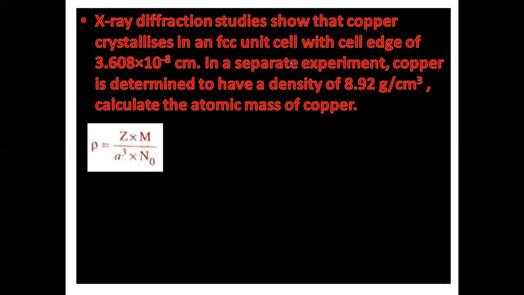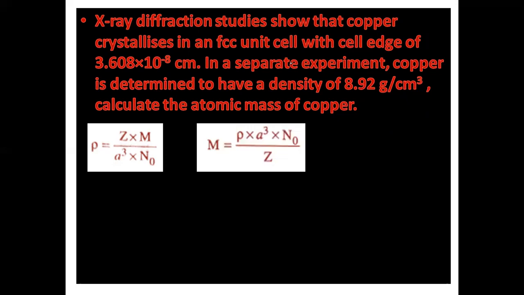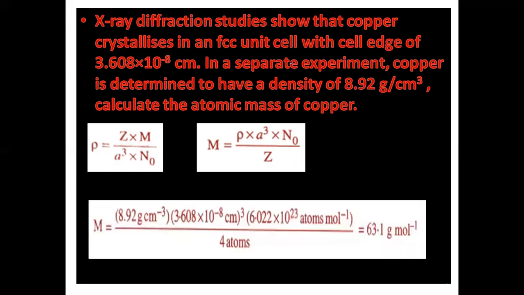We know density is equal to Z, that is number of atoms, into M divided by A cube into N naught. Now M is equal to density into A cube into N naught divided by Z. Density in this case is 8.92 and edge length 3.608 into 10 raised to power minus 8 centimeter, and N naught, Avogadro's number, we know 6.022 into 10 raised to power 23, and Z in FCC is equal to 4. Therefore, answer of this numerical is 63.1.